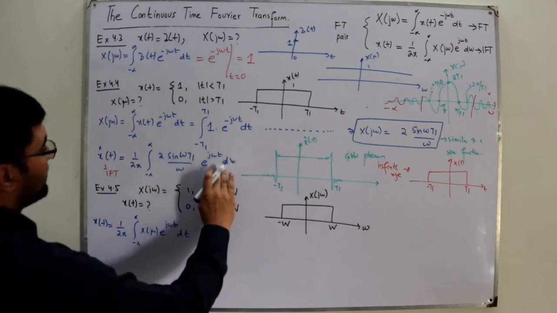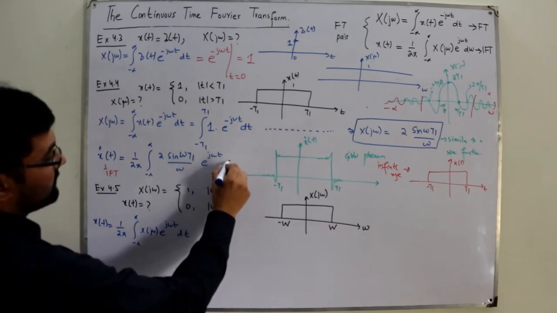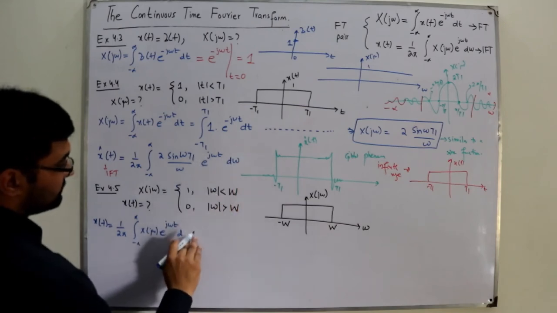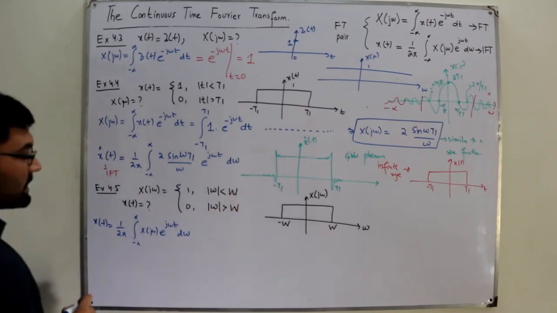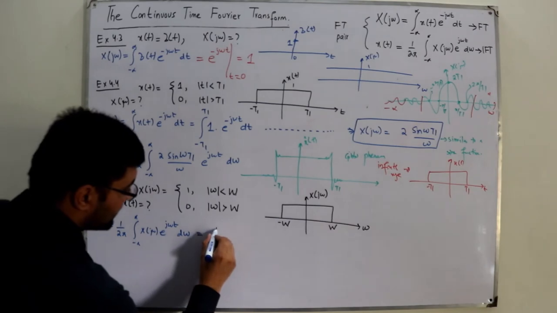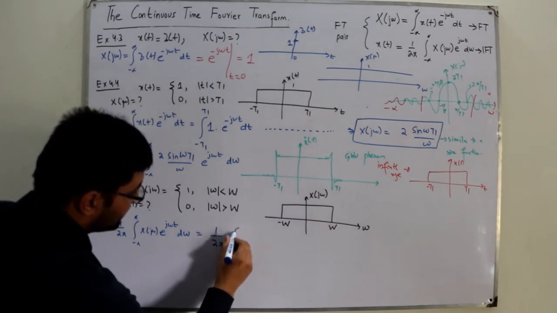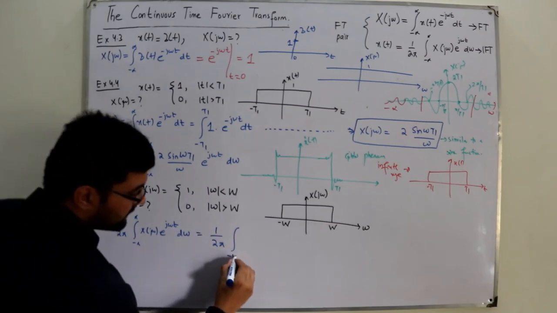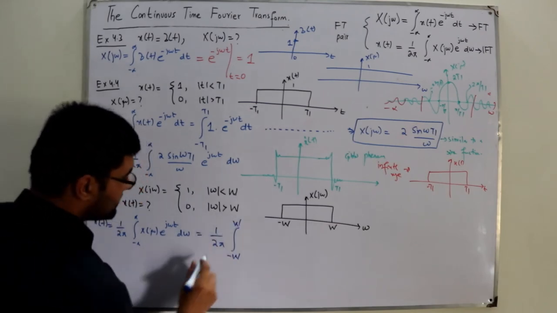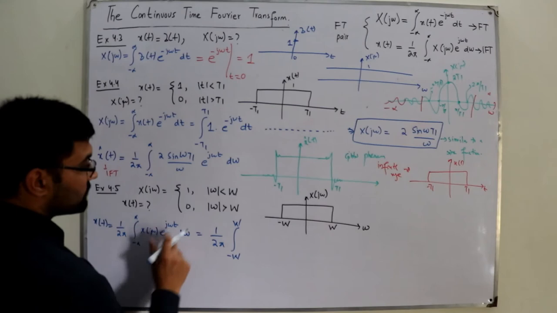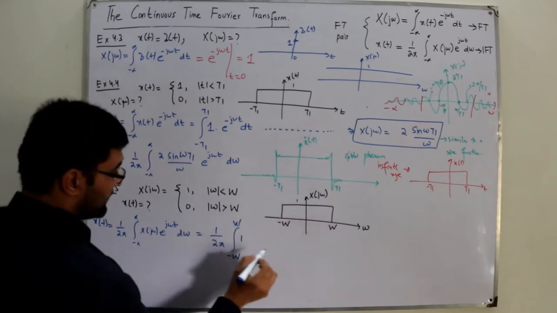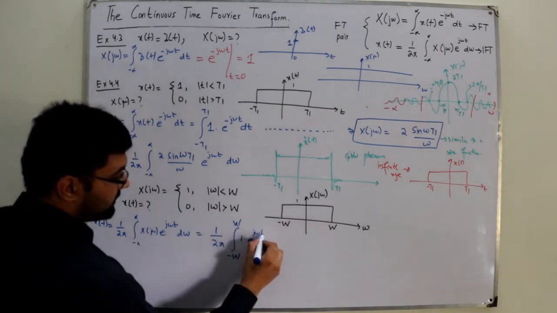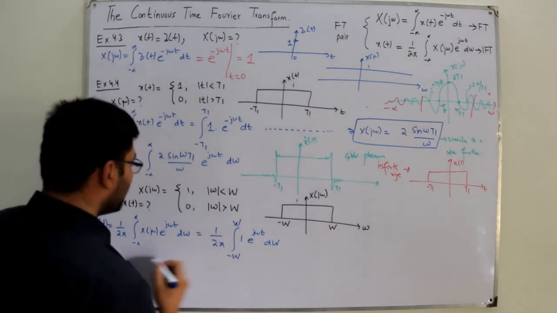D omega. Over here, I wrote it wrong as well. D omega. Okay, so what do you have now? So I would write 1 upon 2 pi would be the same. Negative infinity to positive infinity? No. The limits are negative w to positive w. The value is 1. And it's exponential of j omega t with respect to omega.